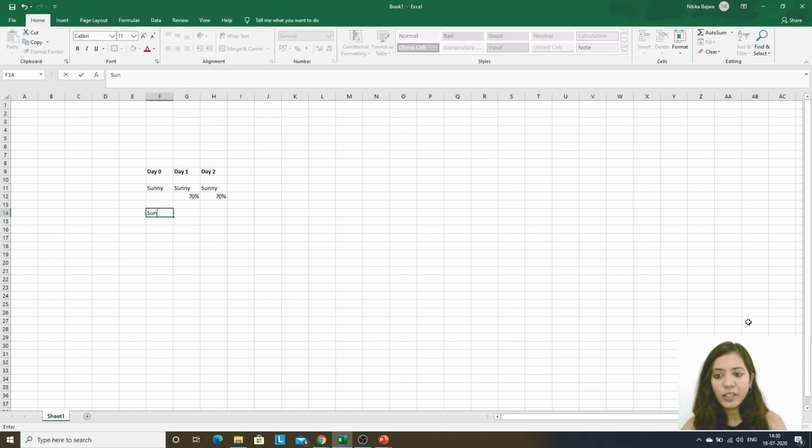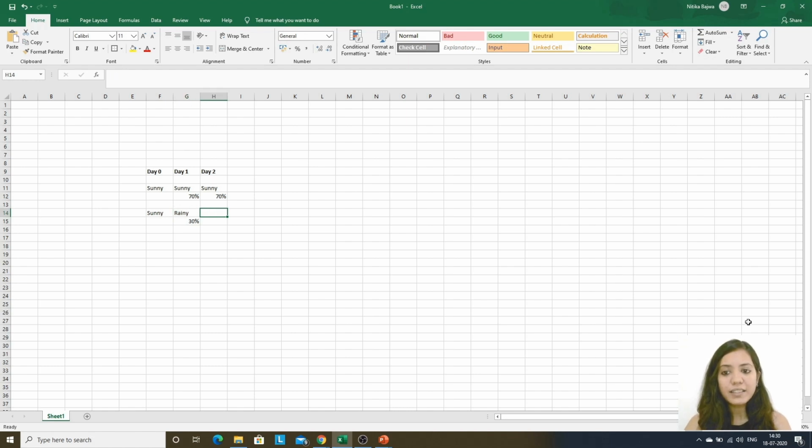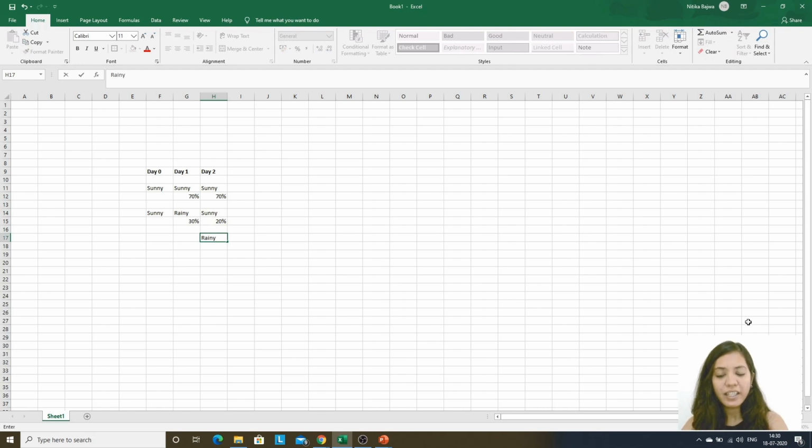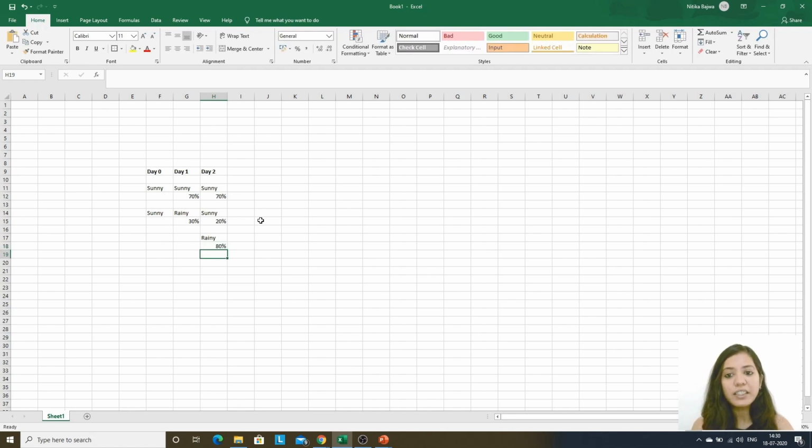Now consider that today is a sunny day, but tomorrow does not turn out to be a sunny day and it's a rainy day. This would be a 30% chance. And in case day 1 is a rainy day, how would we predict day 2? On day 2, there is a 20% chance it will go back to a sunny day, or the other way it would go is rainy again, and this would be an 80% chance. This is how we continuously keep trying to predict.